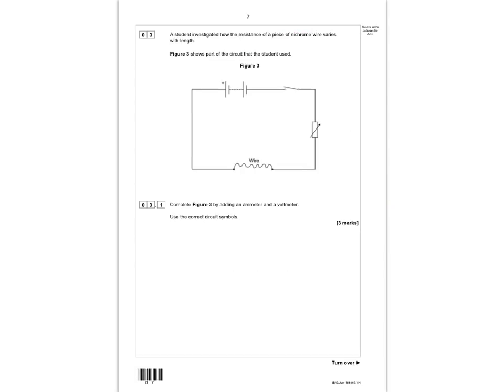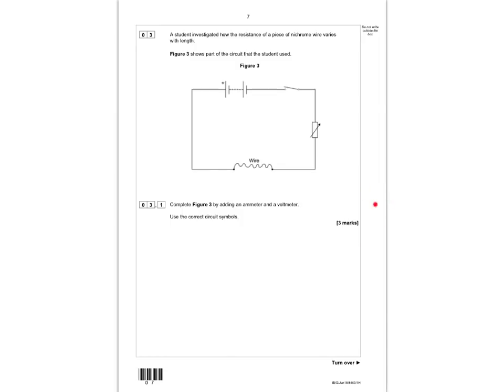In question 3, it says a student investigated how the resistance of a piece of nichrome wire varies with length. It says figure 3 shows part of the circuit that the student used. So here's figure 3. You can see we've got 2 cells to make a battery, the wire here, a switch, and a variable resistor. In question 3.1, it says complete figure 3 by adding an ammeter and a voltmeter. And I want you to use correct circuit symbols.